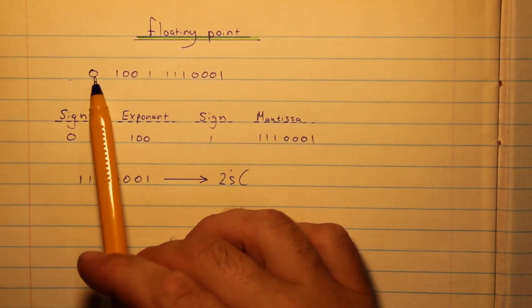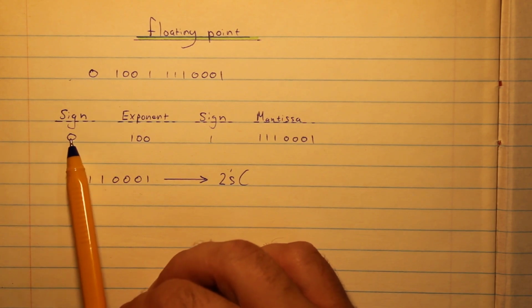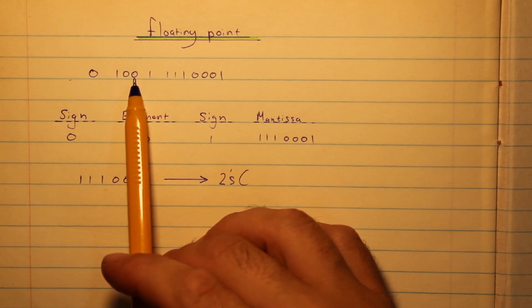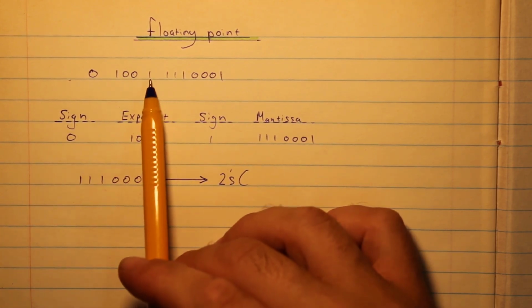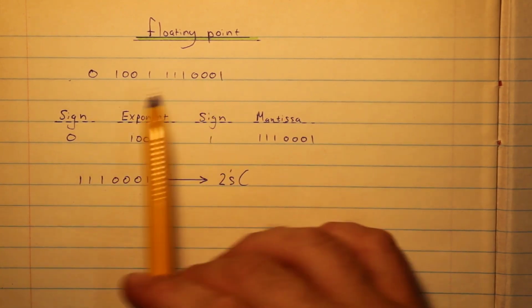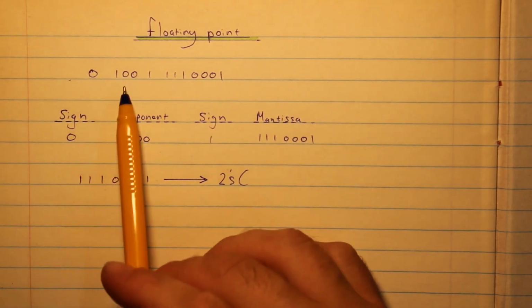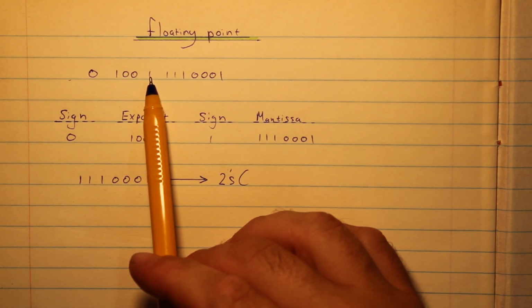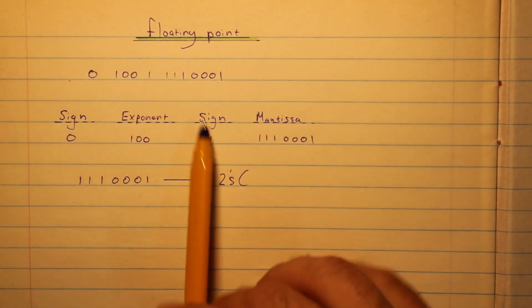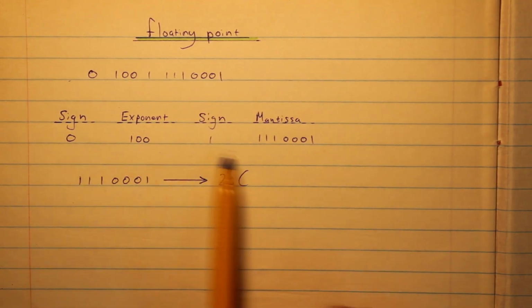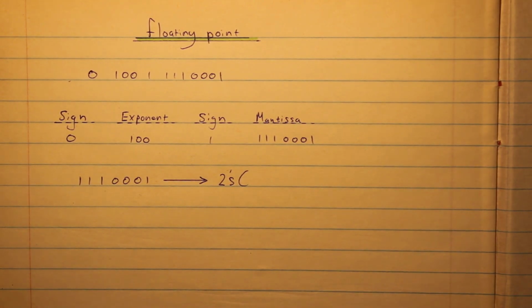The first digit here, this 0, is the sign bit of the exponent. The next 3 digits here are the exponent. And this digit after the exponent is the sign of the number, or the mantissa. So I've broken it up here: this 0 is the sign, these 3 digits are the exponent, this 1 is the sign of the number, and this is the actual number, which is what we call the mantissa. I've separated it like that so you can see it very nicely.